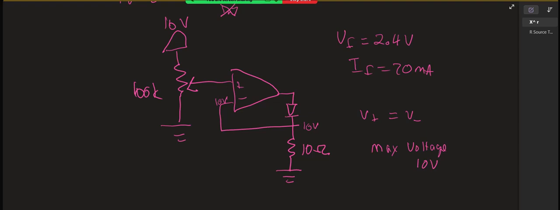What's our current in this wire right here? 0. Has to be 0 because it's the current going in to the negative terminal. So that means the current that's going down through the resistor has to be the same as the current through the diode. And so 10 minus 0 over 10 equals 1 amp. That would be our maximum current through the diode.